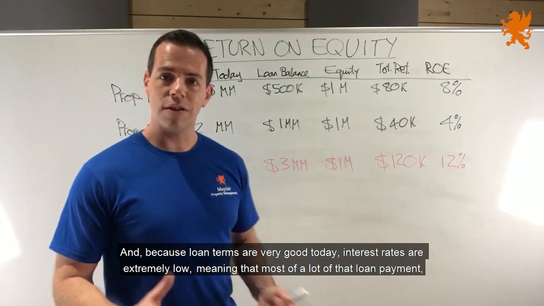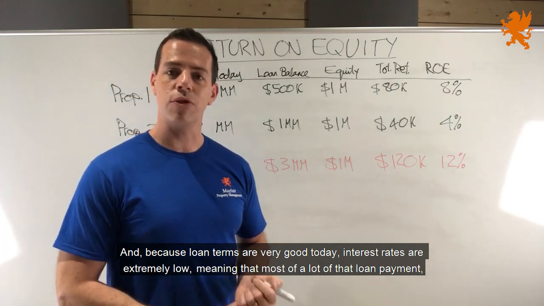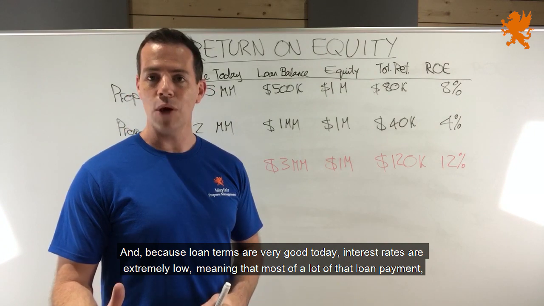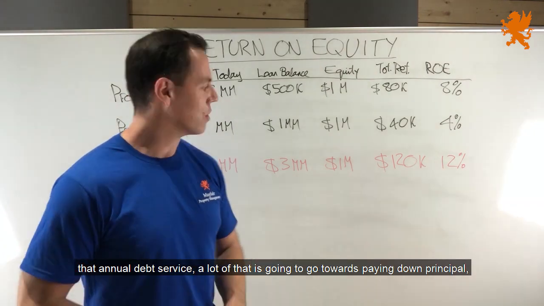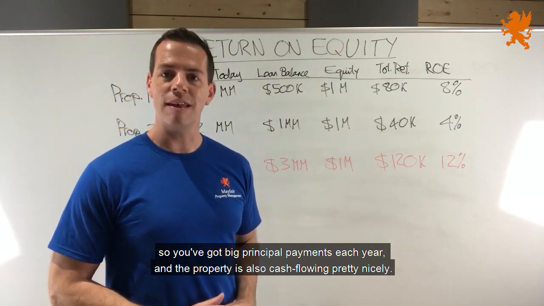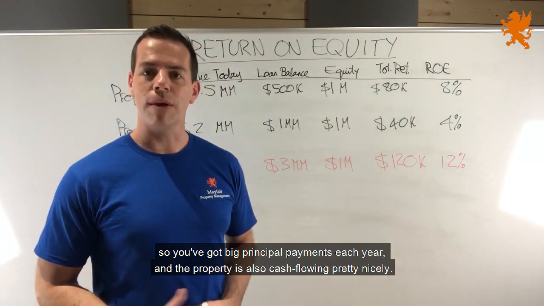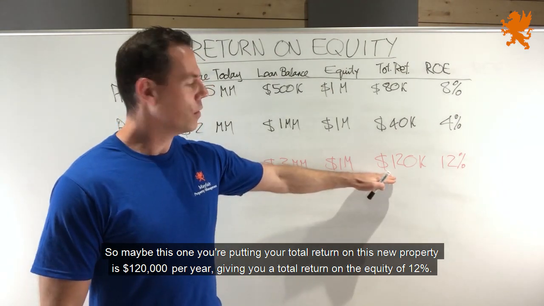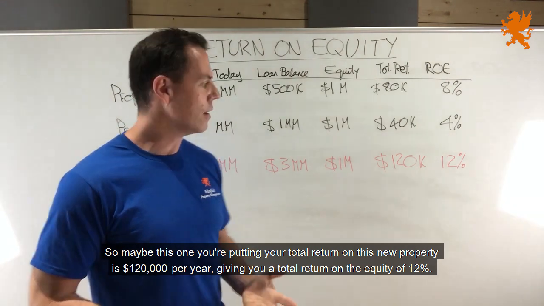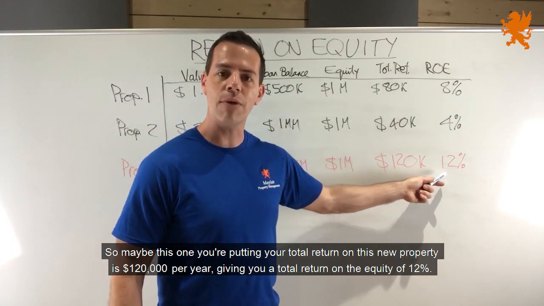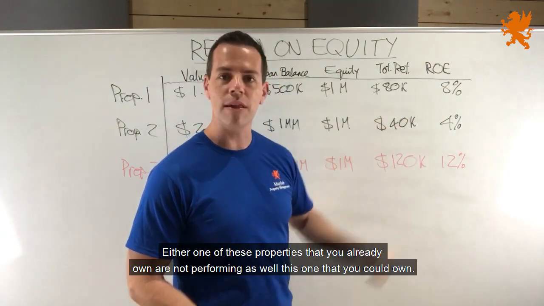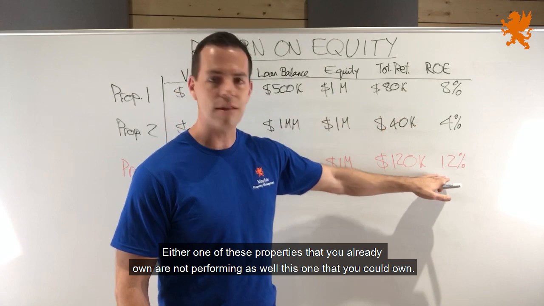And because loan terms are very good today, interest rates are extremely low, a lot of that loan payment, that annual debt service, is going to go towards paying down principal. So you've got big principal payments each year, and the property is also cash flowing pretty nicely. So maybe your total return on this new property is $120,000 per year, giving you a total return on the equity of 12%, right? So this is really nice. Either one of these properties that you already own are not performing as well as this one that you could own, right?